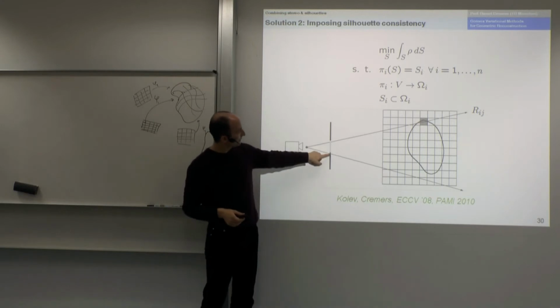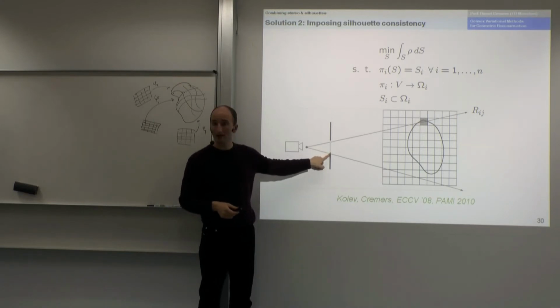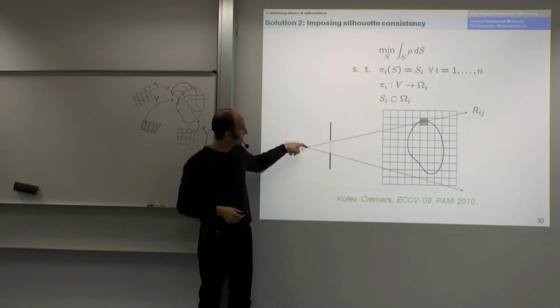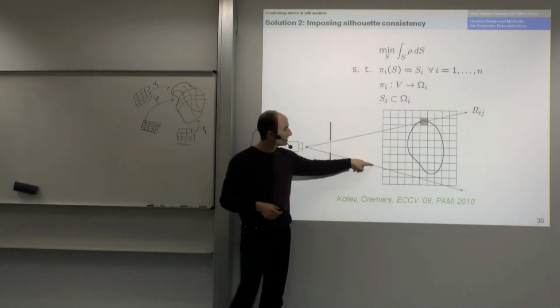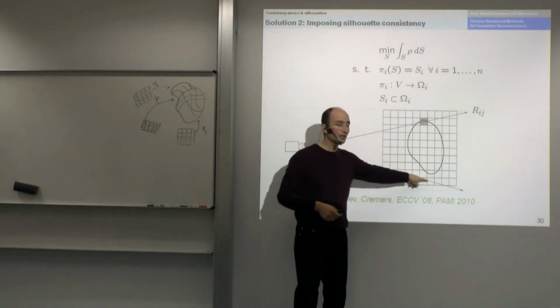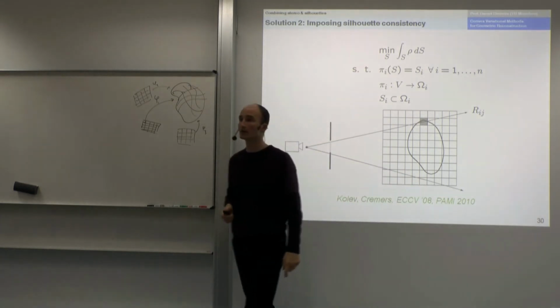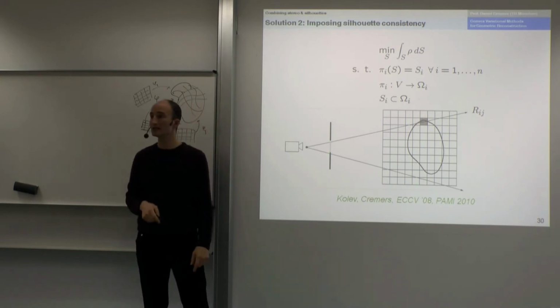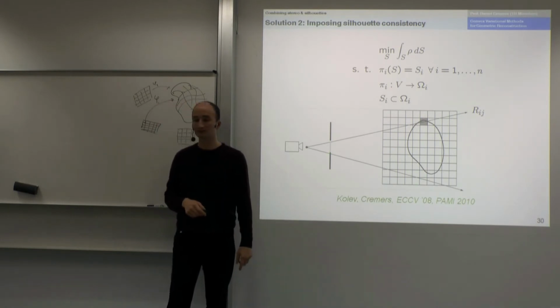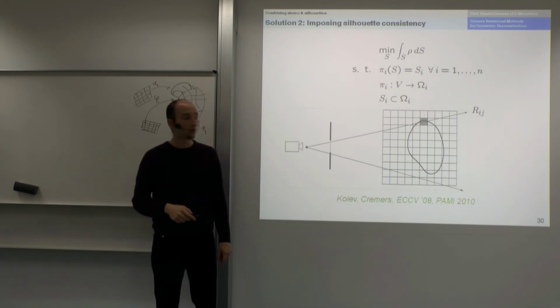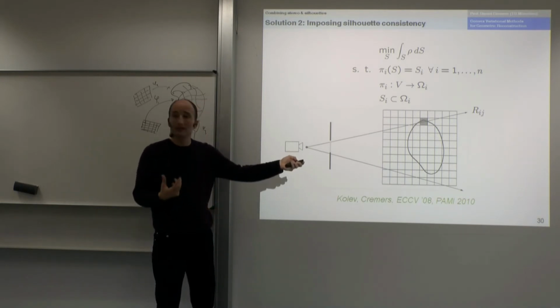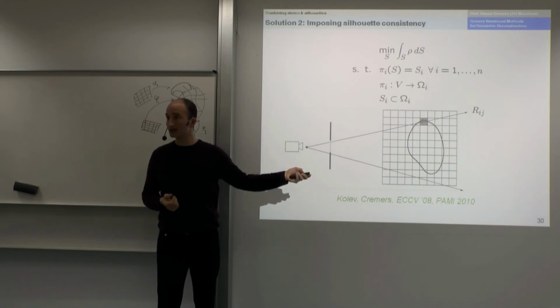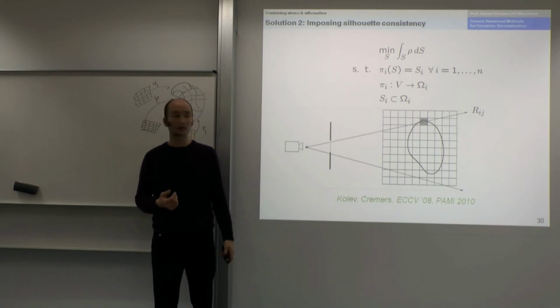Whereas if the pixel is not part of the object area, what does it tell me? It tells me that if I walk along this ray, then all voxels on that ray are background. They're not object. Otherwise, if one of them was object, then I would actually see object here. So these are the two types of constraints that the silhouette consistency boils down to.